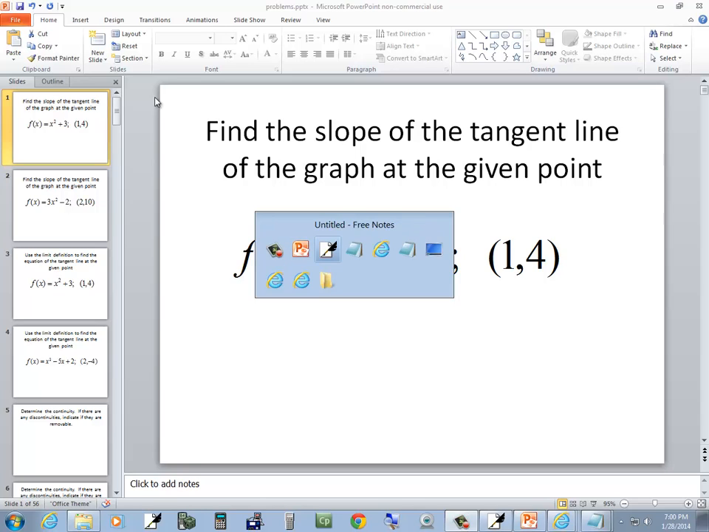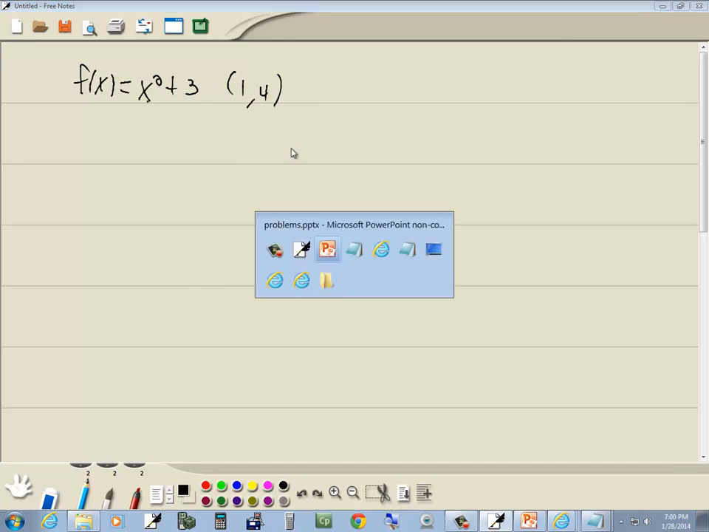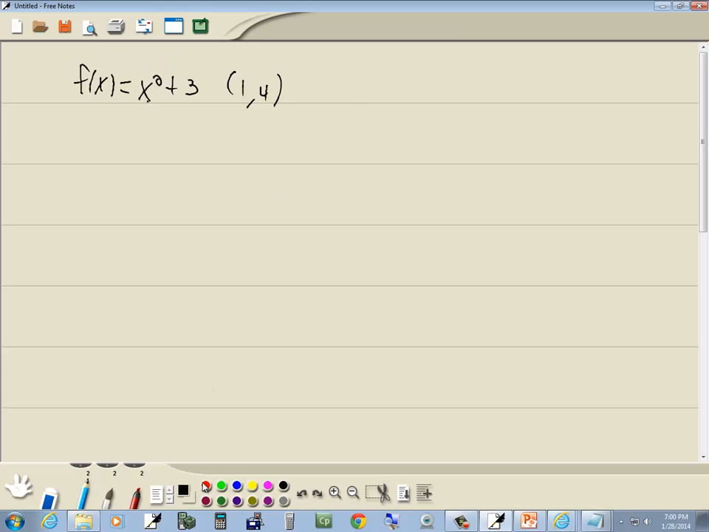Let's take a look at this problem. We've got f of x is equal to x squared plus 3 at the point (1, 4). And the instructions say, find the slope of the tangent line of the graph at the given point.